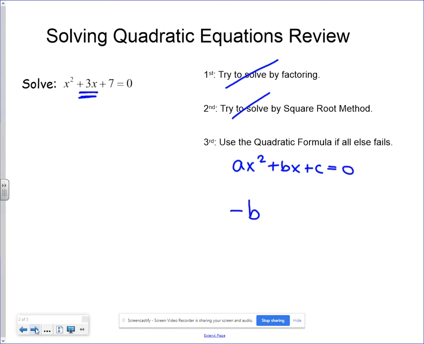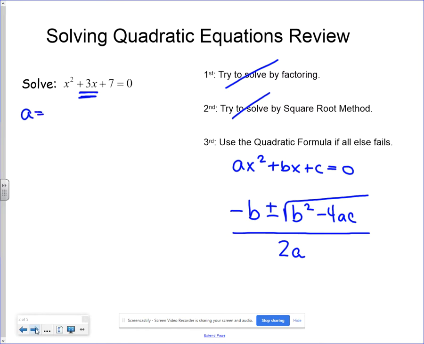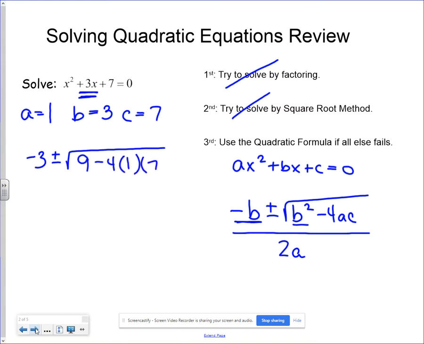Remember, the quadratic formula is negative b, or the opposite of b, plus or minus the square root of b squared minus 4 times a times c, over 2a. So let's identify our values of a, b, and c. A is the coefficient of your x squared term, so a is 1. B is 3, c is 7. So we got negative b, the opposite of b, so negative 3, plus or minus the square root of b squared, so 3 squared is 9, minus 4 times a times c, all over 2 times a.